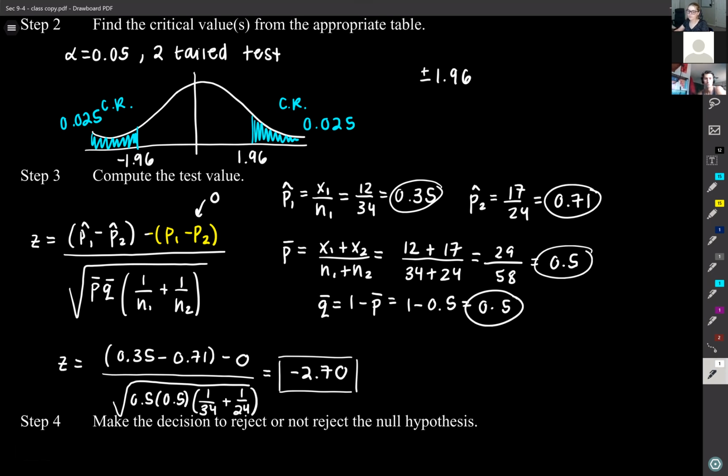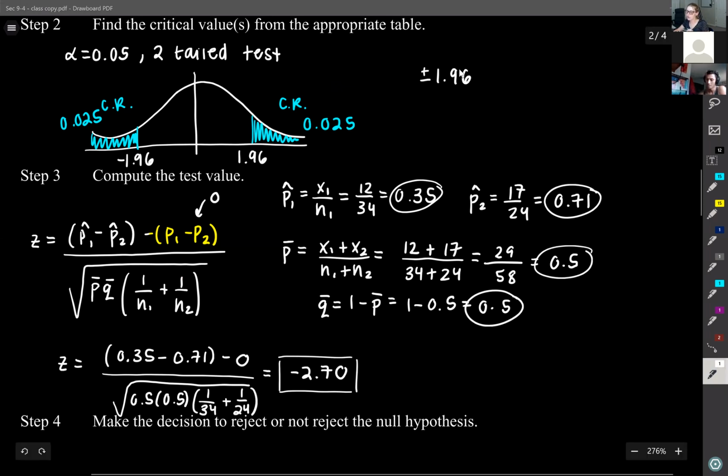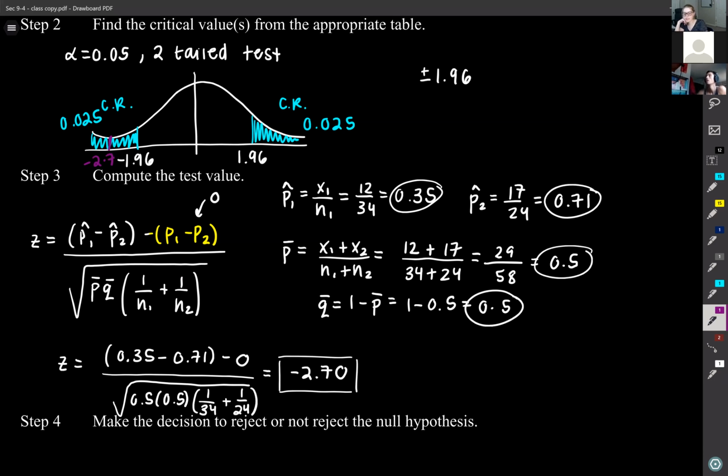Not reject. Not quite. Yeah, reject the null. And we're rejecting the null because the test value falls within the critical region. I know sometimes it's confusing and it's really easy to mix it up, especially when you have to know the p-value stuff. It's just a lot. But in our case, negative 2.70 falls over here. So it does fall within the critical region, which means that we reject it.